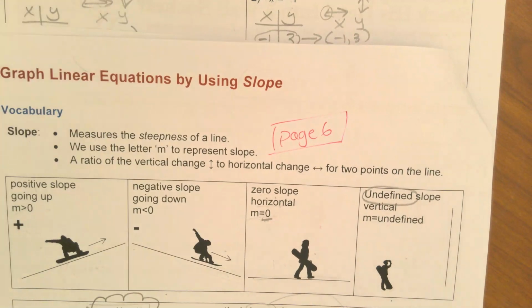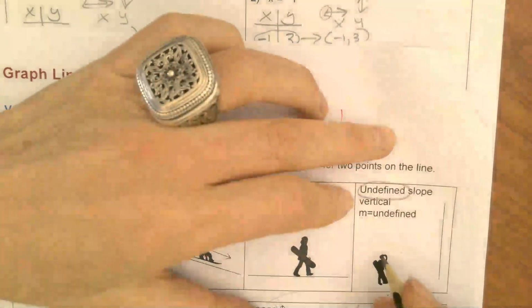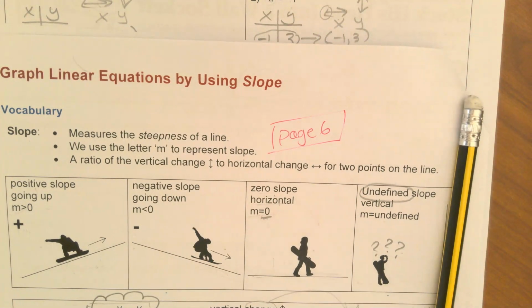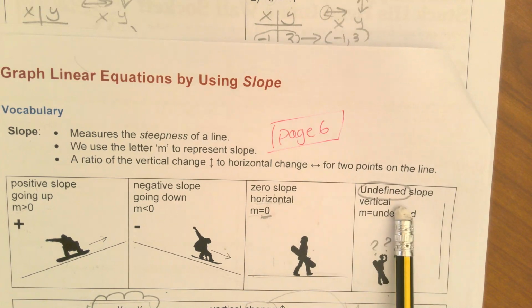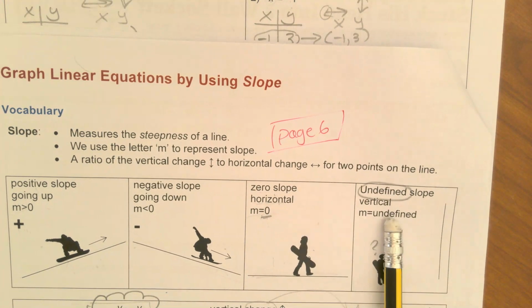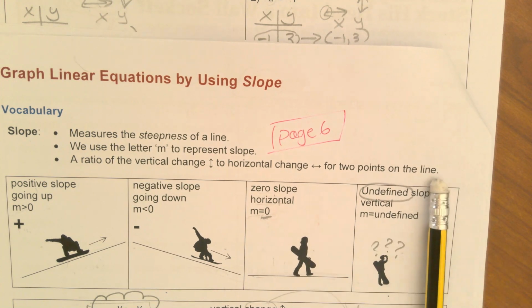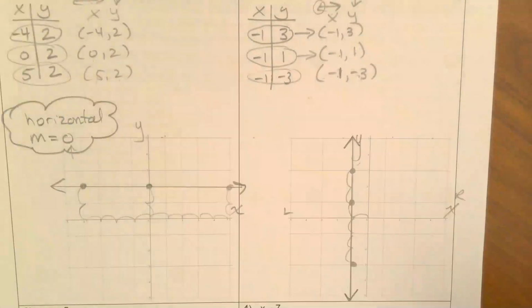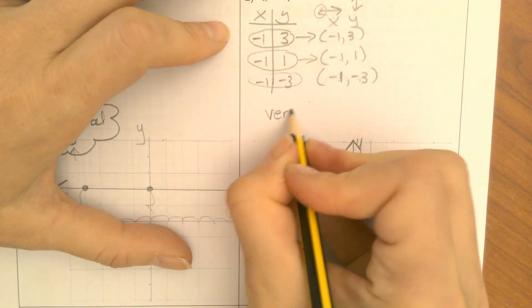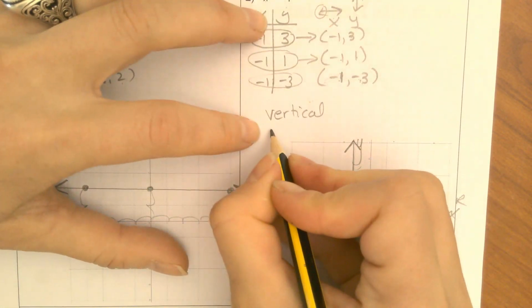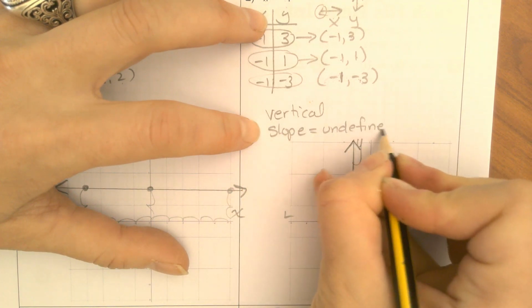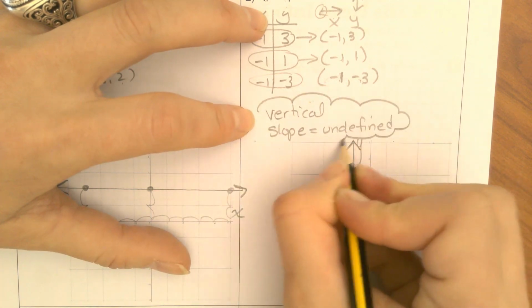this is a crazy line. This goes straight up and down. There is no way we can snowboard on that. So when we have a line that looks exactly up and down, it's called vertical, and the slope is undefined. It means, is there a steepness? It's so steep that it's crazy, like there is no angle though, so we call it undefined. So here it's vertical and the slope equals undefined. You have to know that.